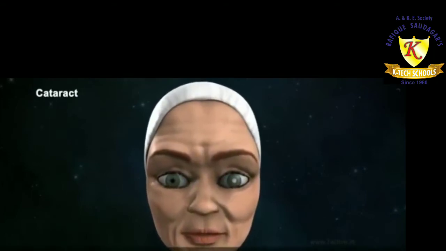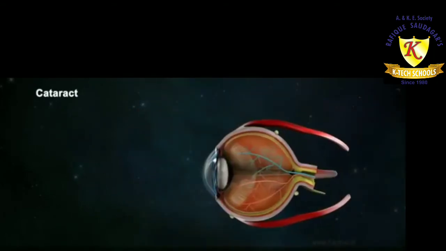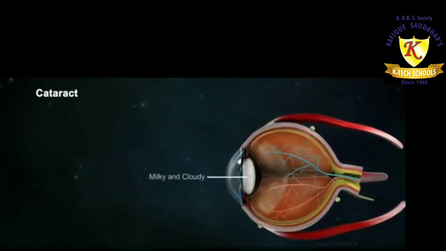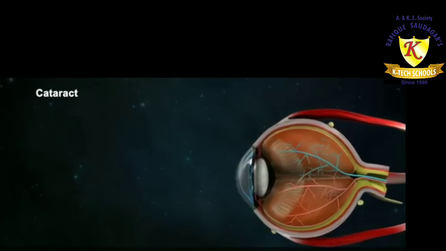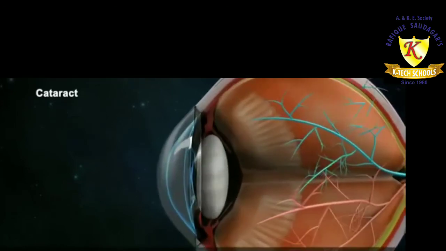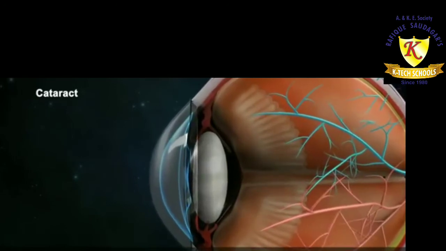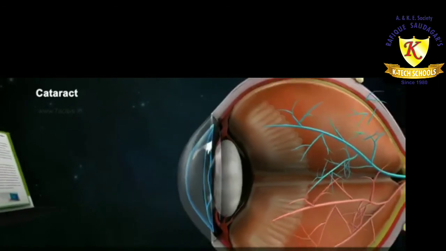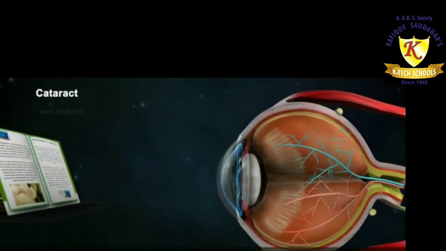Cataract. The crystalline lens of the people at old age becomes milky and cloudy. This condition is called cataract. This causes partial or complete loss of vision. It is possible to restore vision through a cataract surgery.